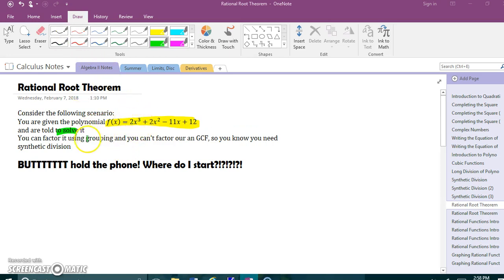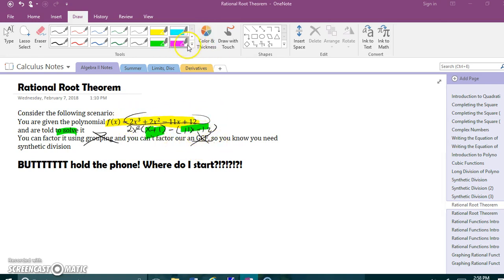Well, if you look at this here, you definitely can't do grouping because even if you take a 2x squared out of here, that would leave an x plus 1. You could factor a negative 1 out, but these are definitely not going to be the same. So you can't do grouping. And you definitely can't factor a GCF out because all these terms don't share anything in common.